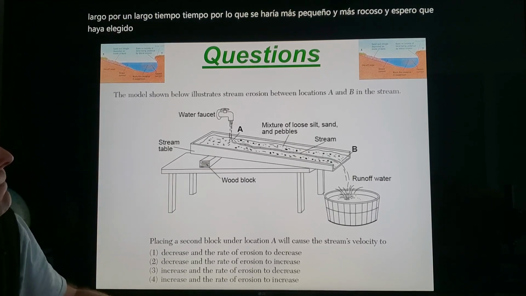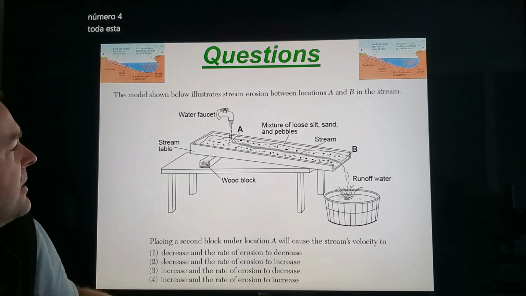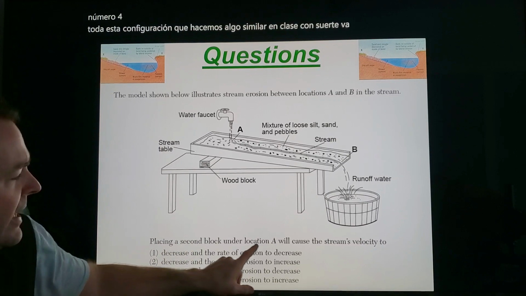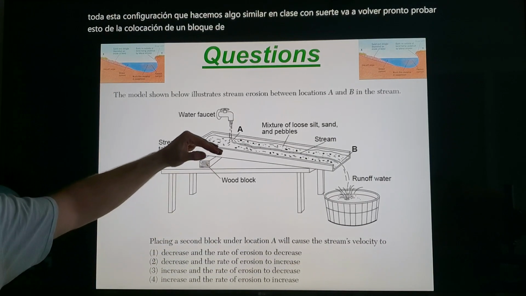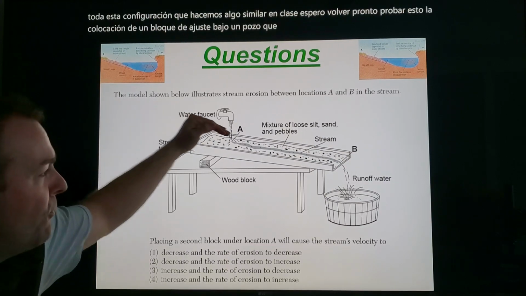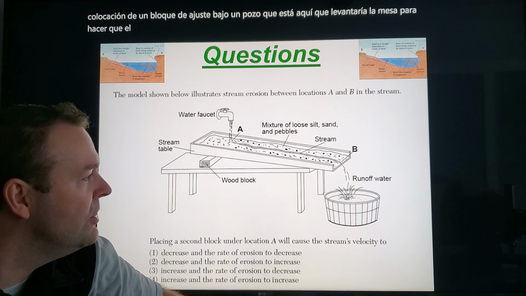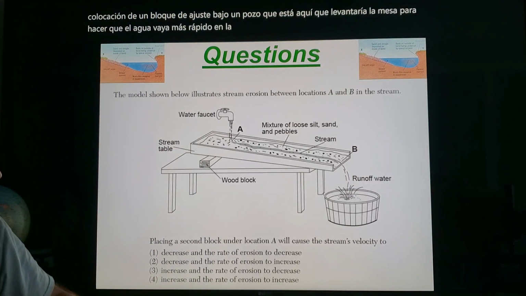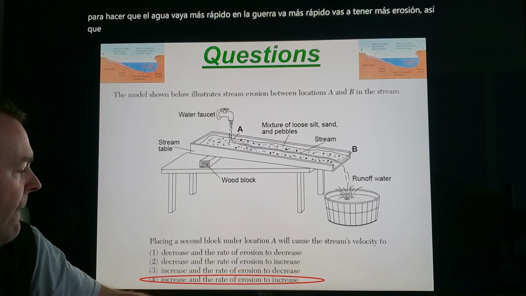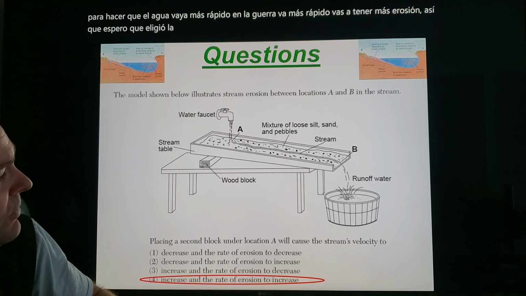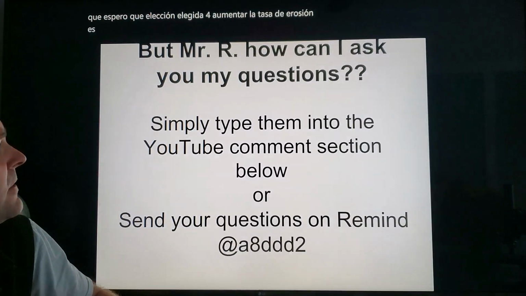Here's a little setup that we do something similar in class. Hopefully we'll get back soon to try this out. Placing a second block under A, that's here. That would raise the table up, make the water go faster. And if the water goes faster, you're going to have more erosion. So hopefully you chose choice 4, increase the rate of erosion because the velocity increases. Okay, hopefully that made sense to you.